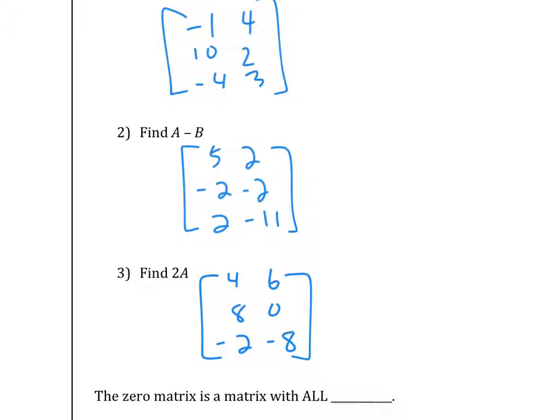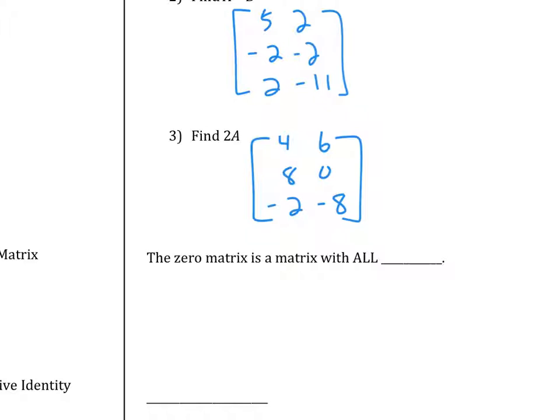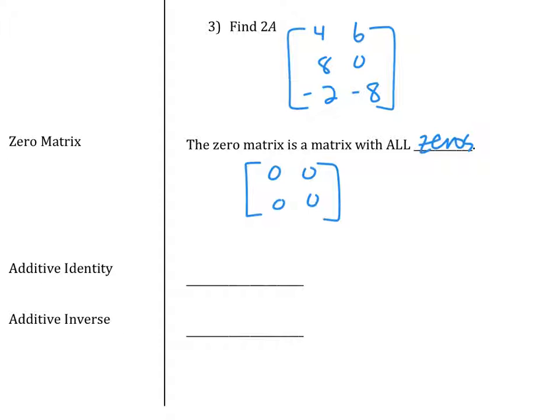All right, let's talk about some different things. Zero matrix. A zero matrix is a matrix with all zeros, obviously. For example, a 2 by 2 zero matrix is just a 2 by 2 matrix with all zeros. Easy stuff. Additive identity. This is a property that you learned in algebra. 5 plus 0 is equal to 5. Anything plus 0 is just itself back. It's called the additive identity. It also applies to matrices. A matrix plus the zero matrix will just give you the matrix back.